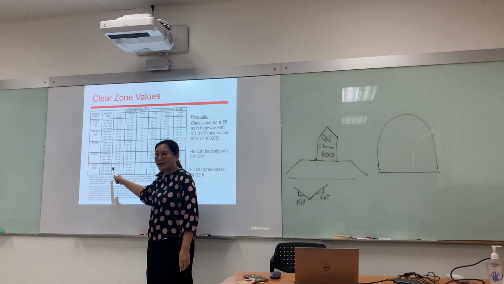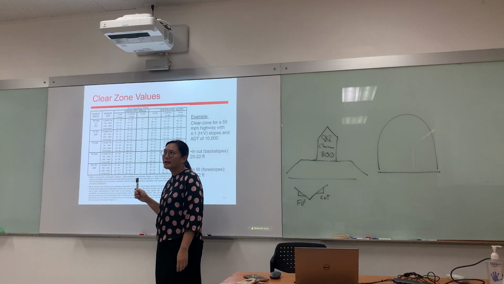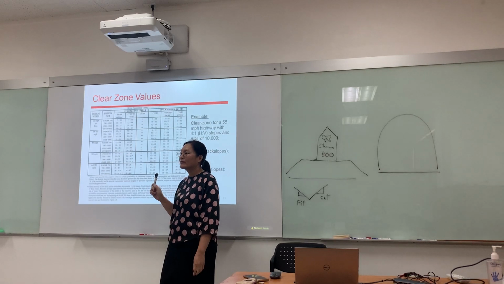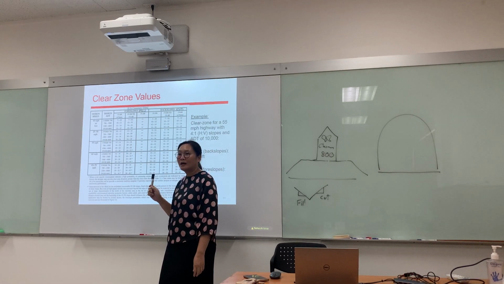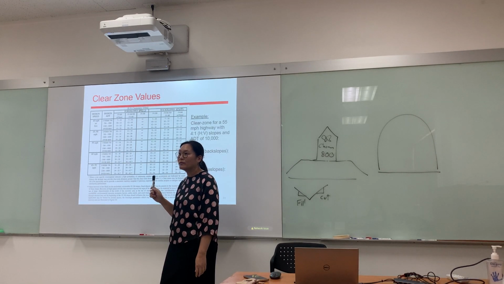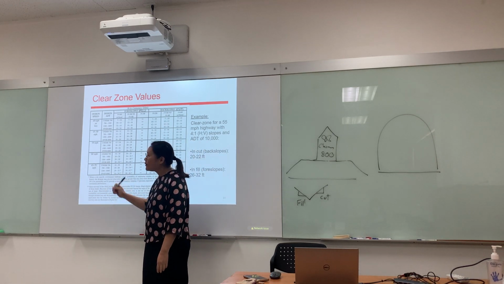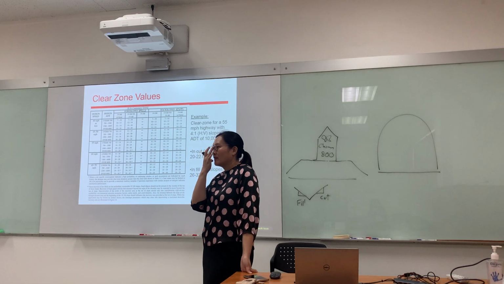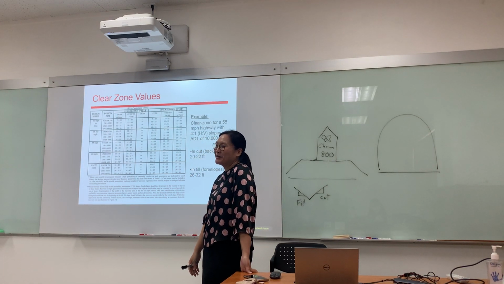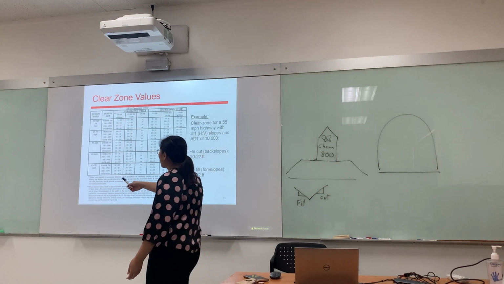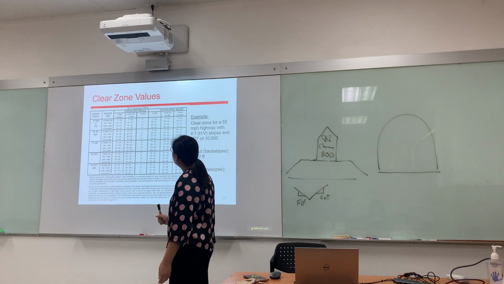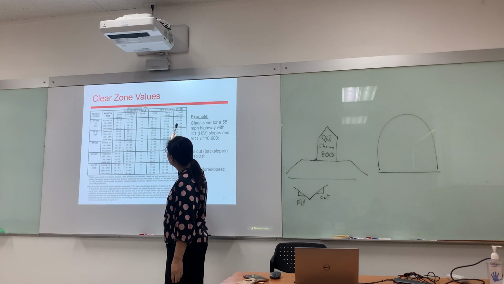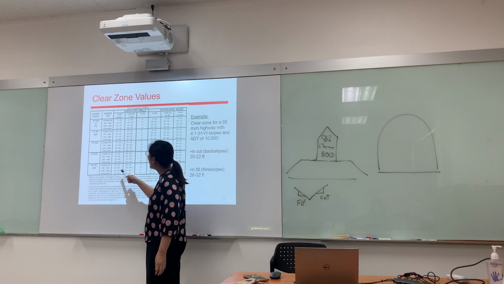Design ADT. Remember ADT, right? What is ADT? Average daily traffic volume. ADT. Why not AADT? Because we don't have the data. We don't have AADT. That's why we use ADT. Okay. And then what? Slope. What type of slope? Fill or cut? And what is the slope?